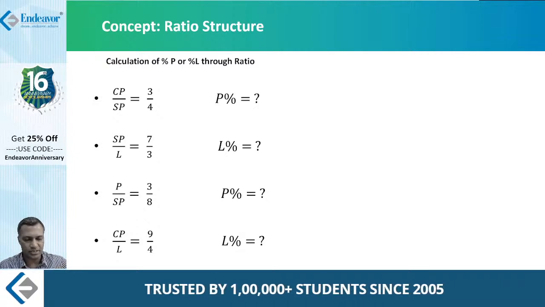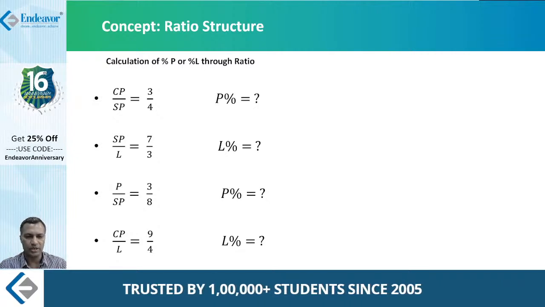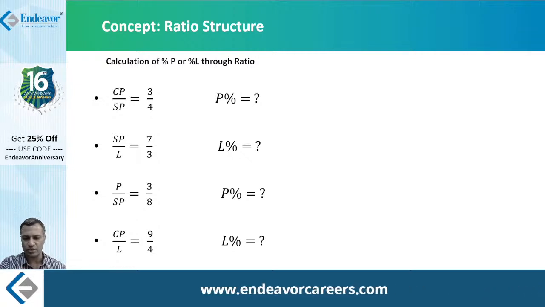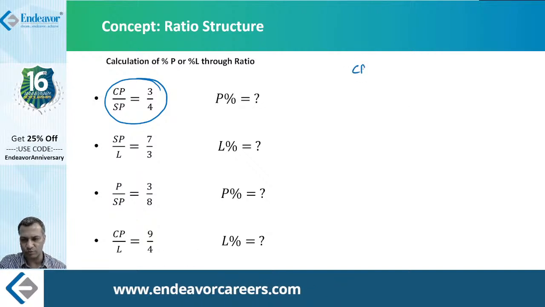Okay, second concept. Let's try and focus on the second concept here. What did we talk about? The second concept, the importance of ratios. All right, in profit and loss, the importance of ratios. Let's take a look at this. Let's take a look at this first understanding. What does it mean by this? Right, the cost price by, let me explain the first one clearly.